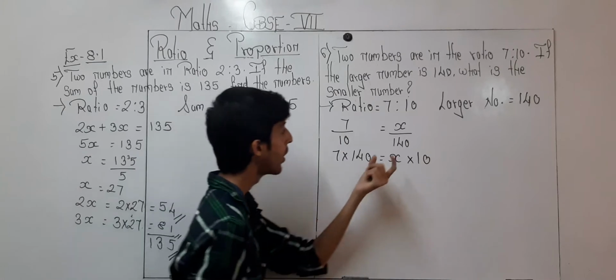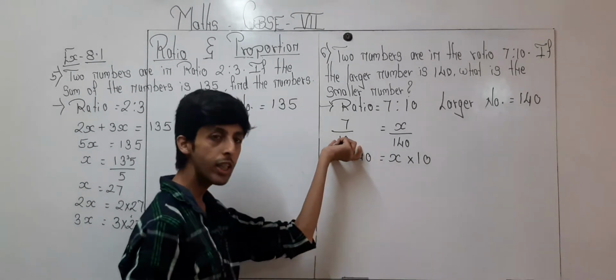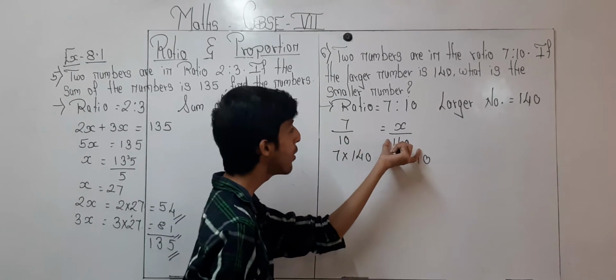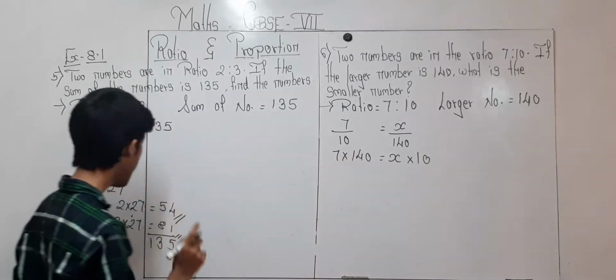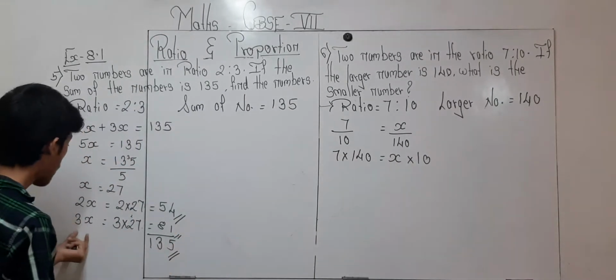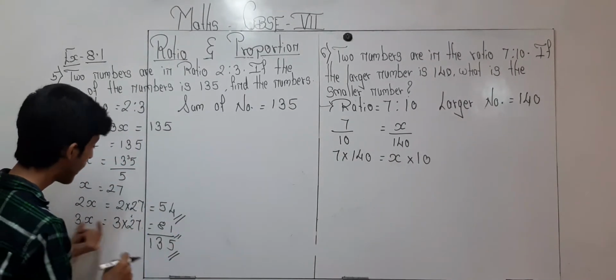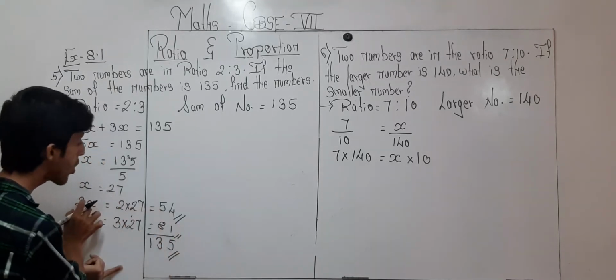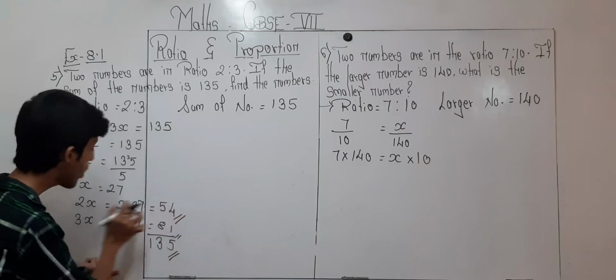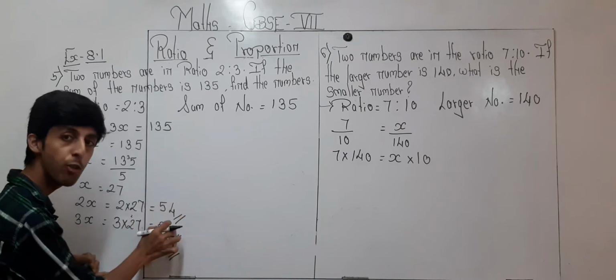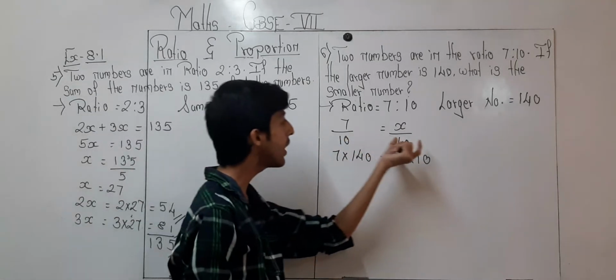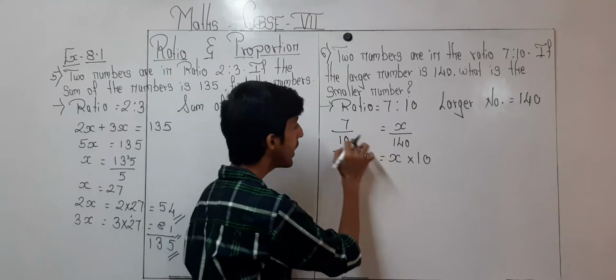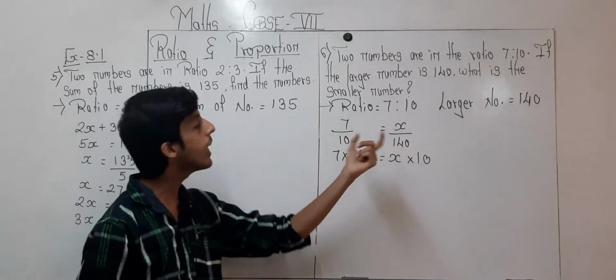See over here, the greater ratio is 10, so the larger number is also over here, 140. See over here also, my 3 was the greater ratio, so the greater number was also over here. So when we have a smaller ratio, the answer will also be small. When we have a greater ratio, the answer will also be bigger. Same concept: when the ratio is greater, the number will also be greater.